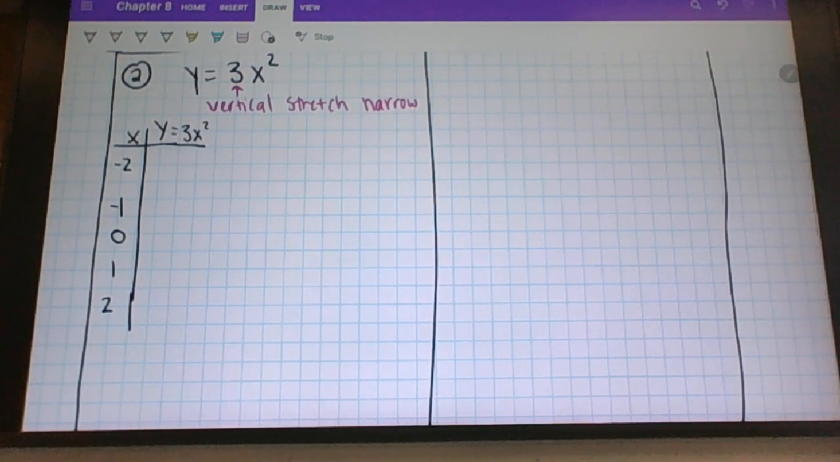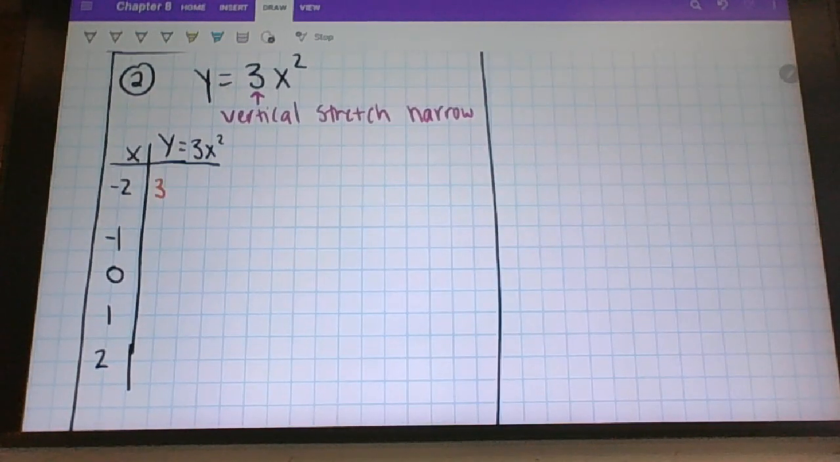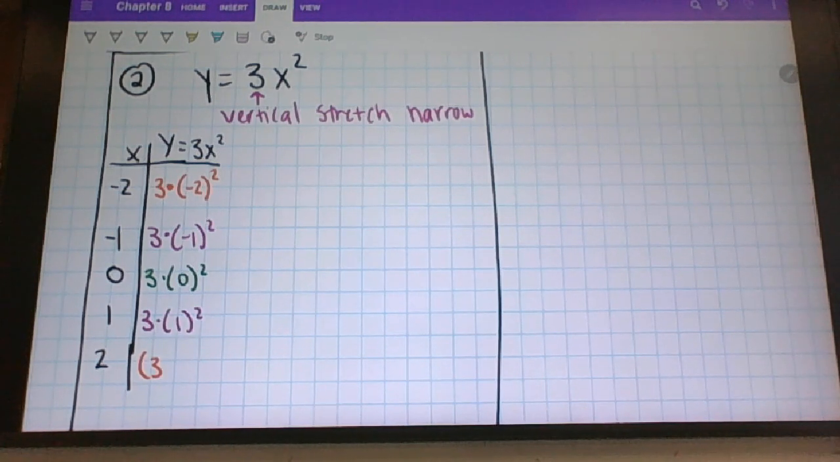But now we have to do a little bit more math. I have to do 3 times negative 2 squared, 3 times negative 1 squared, 3 times 0 squared, 3 times 1 squared. But everybody messes this up because of order of operations. So what comes first? The multiplication or the exponent? Exponent. Exponents first, guys.